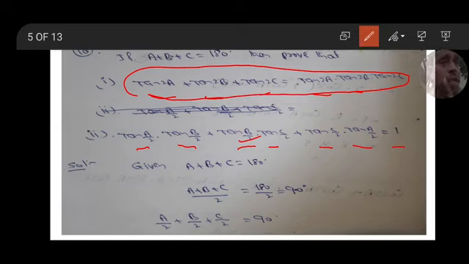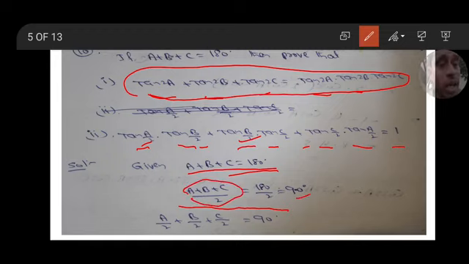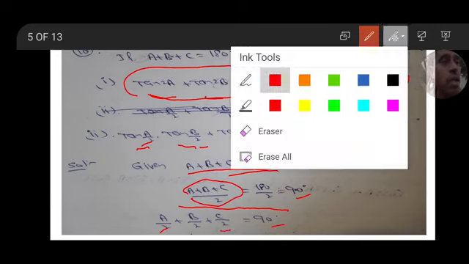Given a plus b plus c equal to 180 degrees, then we have here a by 2, b by 2, c by 2. So I am dividing the total a plus b plus c by 2, that equals 180 by 2. Both sides I am dividing by 2. So 180 by 2 means 90. I will separate this one: a by 2 plus b by 2 plus c by 2 equals 90.